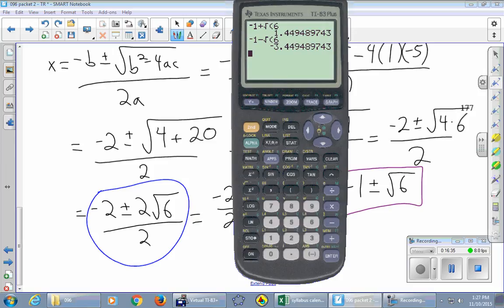So what I need to do is put parentheses around the entire numerator. So you guys should have a parentheses button on your calculator. That's the first thing we type. Everybody find it? Open parentheses. Okay, and then we're typing -2 plus 2 square root of 6.